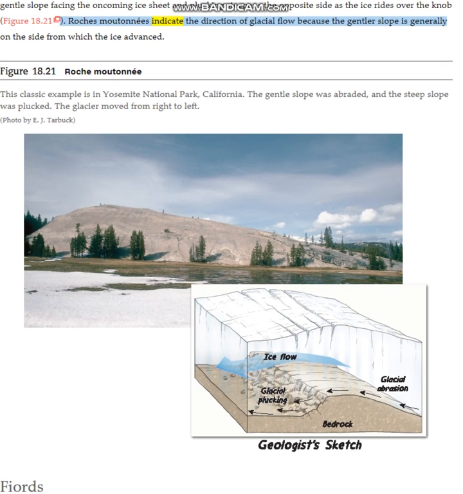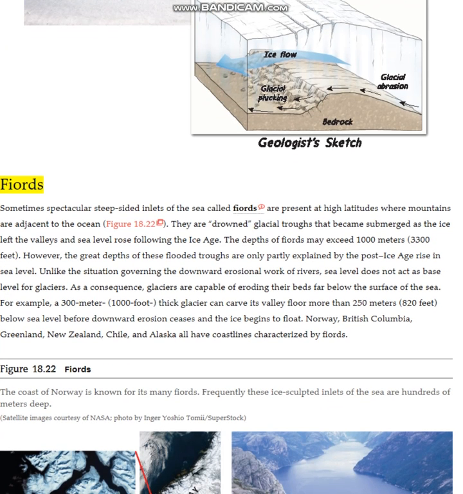Roches moutonnées indicate the direction of glacial flow because the gentler slope is generally on the side from which the ice advanced. Figure 18.21 Roche moutonnée. This classic example is in Yosemite National Park, California. The gentle slope was abraded, and the steep slope was plucked. The glacier moved from right to left. Photo by E.J. Tarbuck.